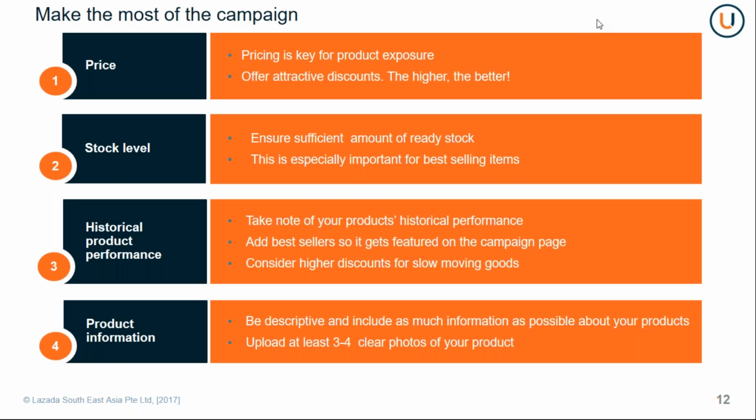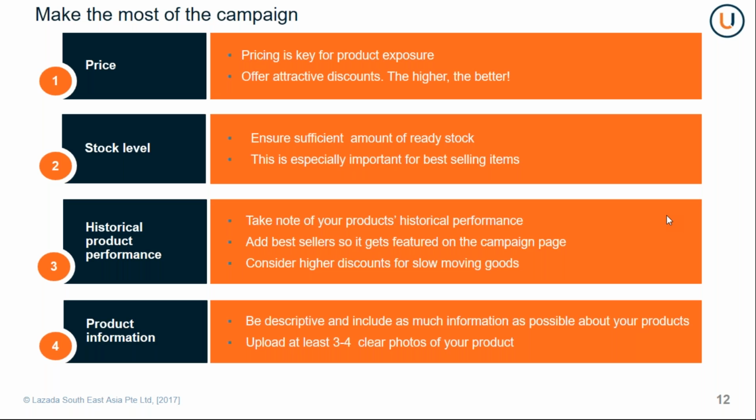For your stock levels, ensure that you have sufficient amount of ready stock available. This is very important for your best-selling products. Usually during campaign periods, sellers are expected to sell 5 times more than their daily sales. And thus, you should not practice overstocking. Instead of doing that, practice buffer stocking. So what do we mean by buffer stocking? Let's say you have 30 products on hand, indicate 25 items on the seller center so that you'll have 5 extra stocks whenever your product on the platform goes out of stock, so that you'll be able to replenish whenever you want to. Okay?